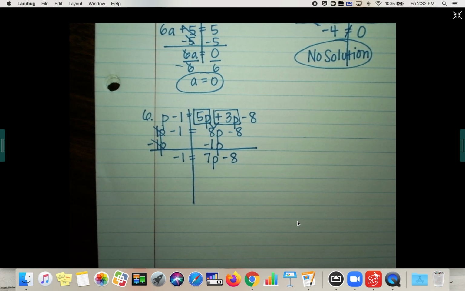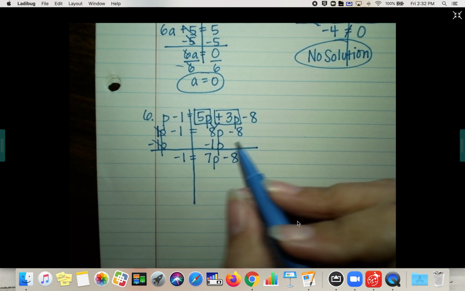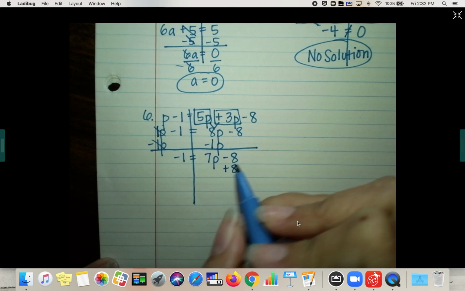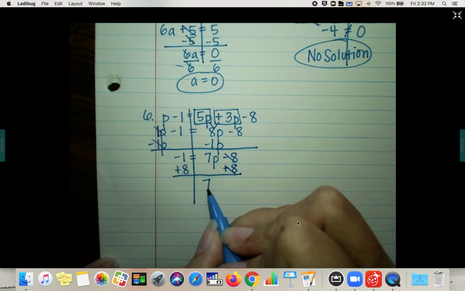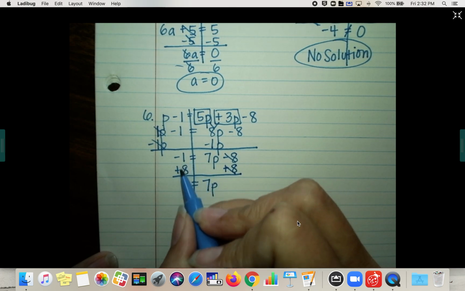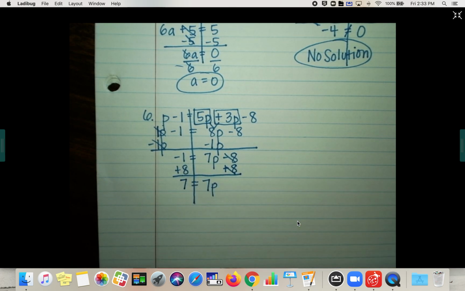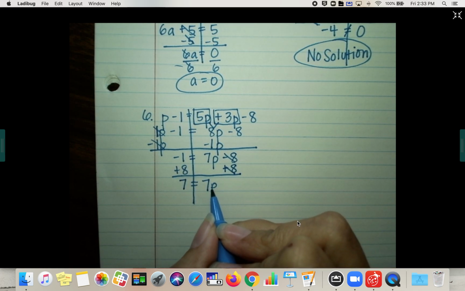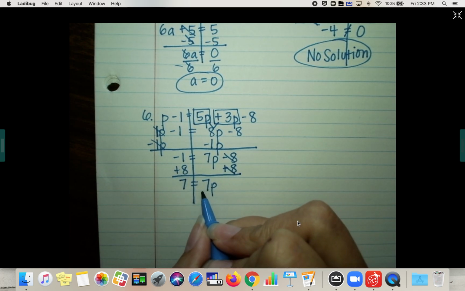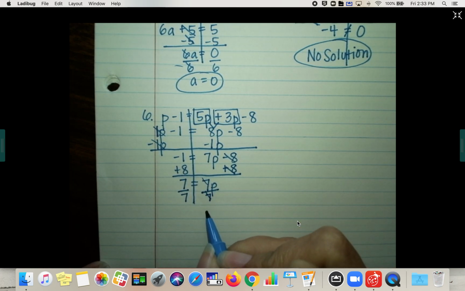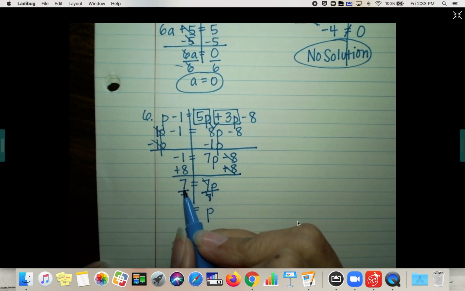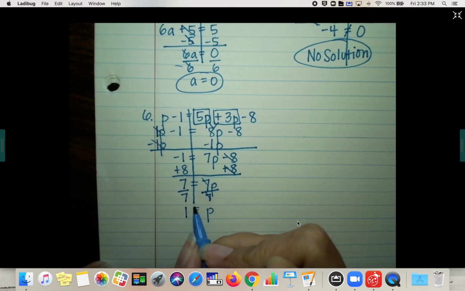And now you're left with a basic two-step equation. Keep that guy with that. Add 8 first. Cancel, cancel. Bring down 7p. Negative 1 plus 8 is 7. Last step, 7 is being multiplied by p, so we're going to divide by 7 on both sides. Cancel, cancel. 7 divided by 7. Check your calculator if you're not sure. It's 1.